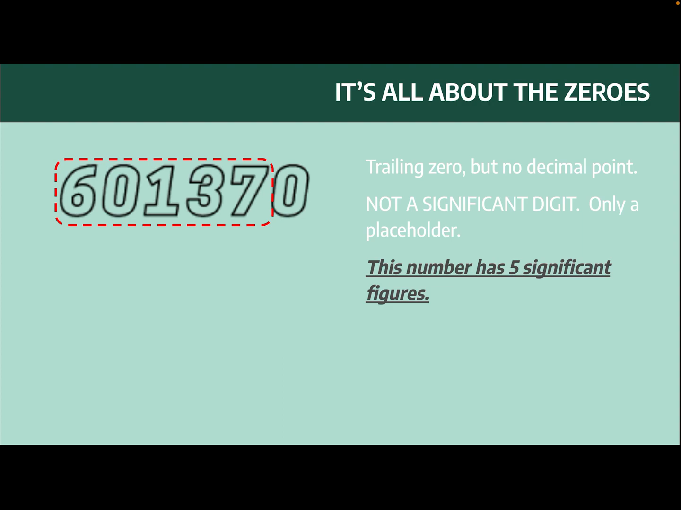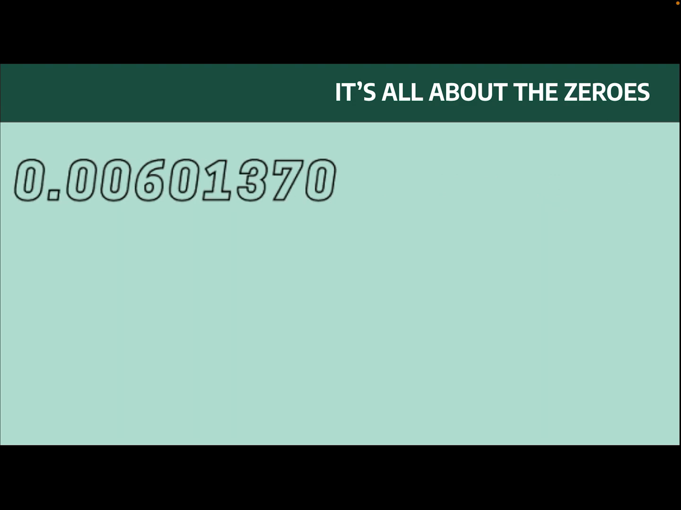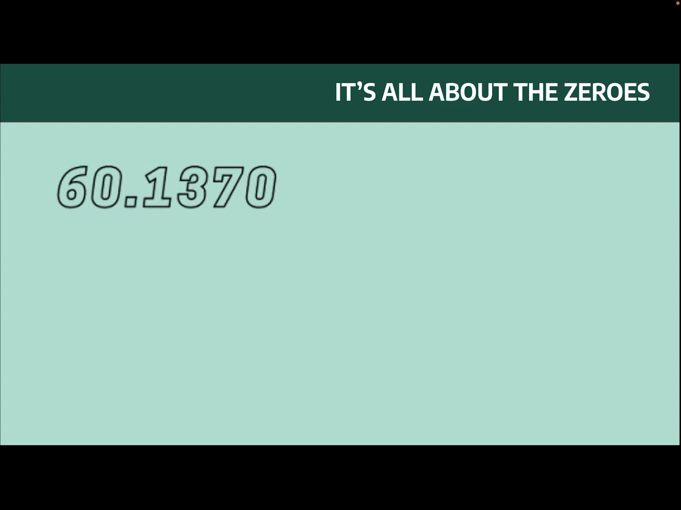Let's look at the next one. If it had a decimal point on the end, all the numbers would be significant. How about that? Here's another one. Notice I have leading zeros here, not trailing zeros. Leading zeros are not significant. So those are not significant values, and this number would have 6 significant figures.